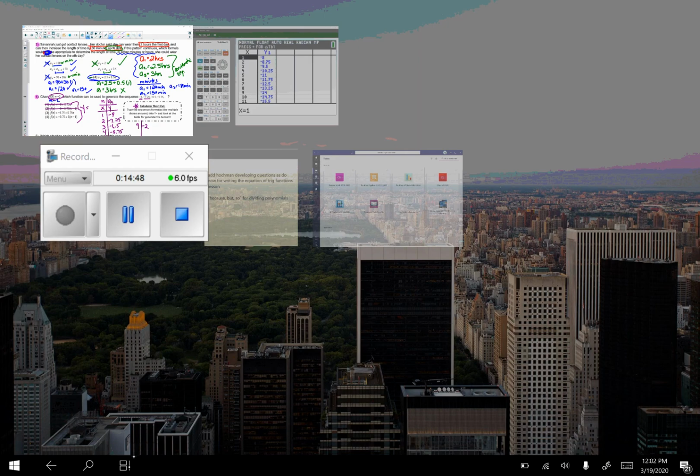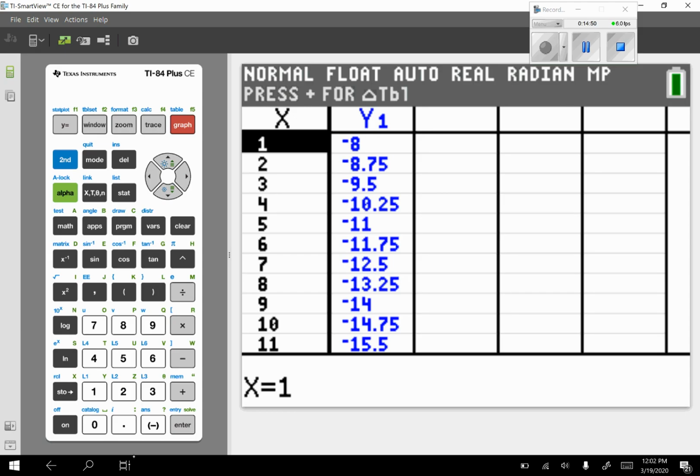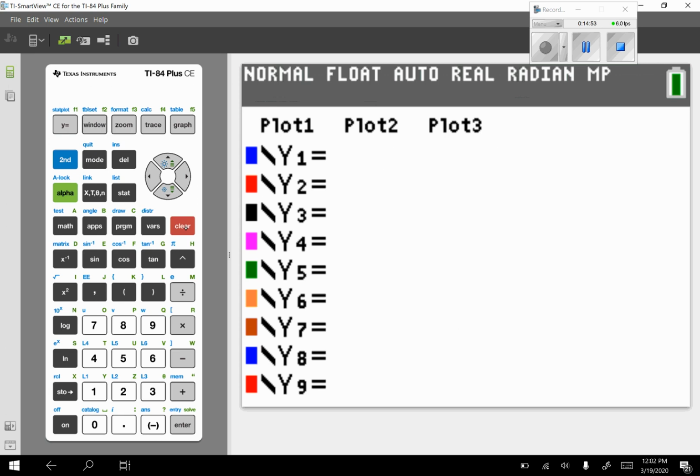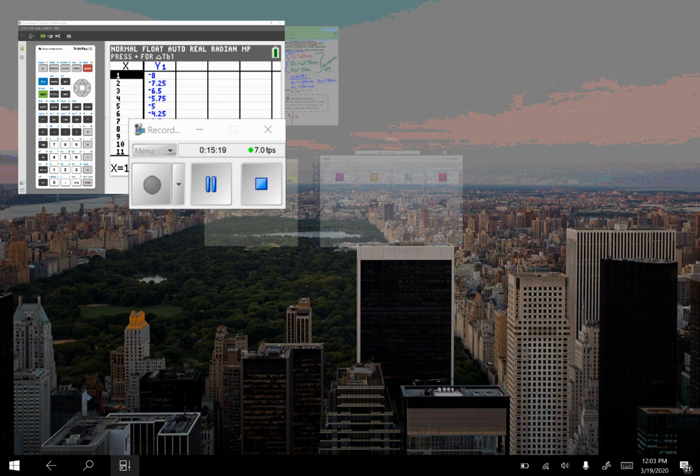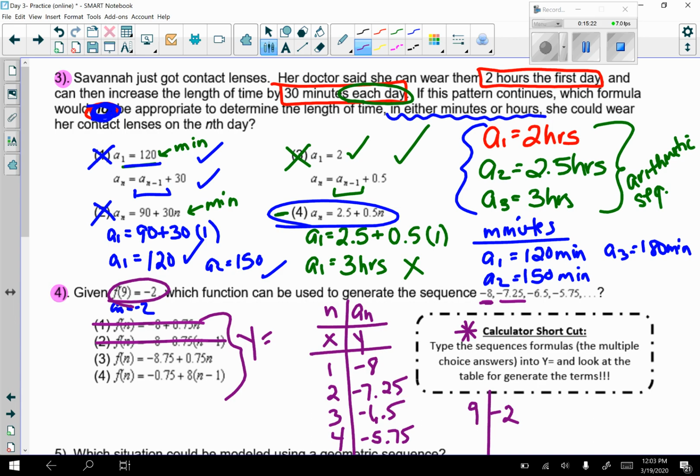I'm going to go back to my calculator, go back to my y equals, negative 8.75 plus 0.75x. Go back to my table. The first term is -8, good. Second term, -7.25. Third term, -6.5. If you look at all of them, they work, even down here at the 9, -2. So that means choice 3 is my answer.